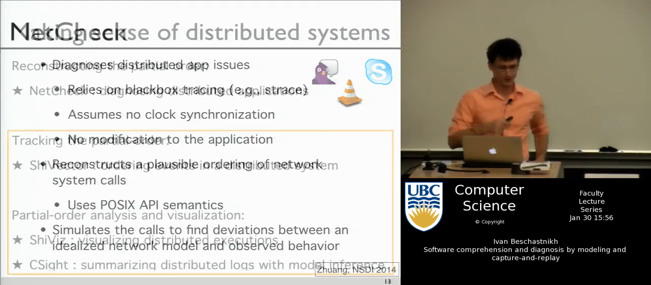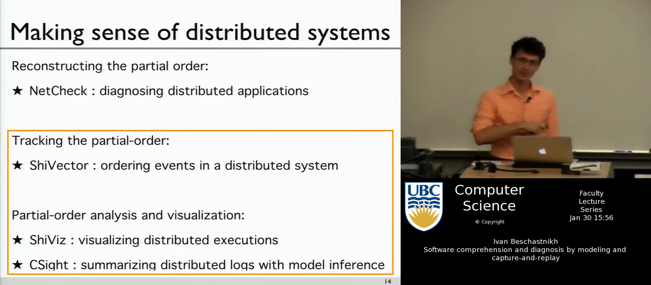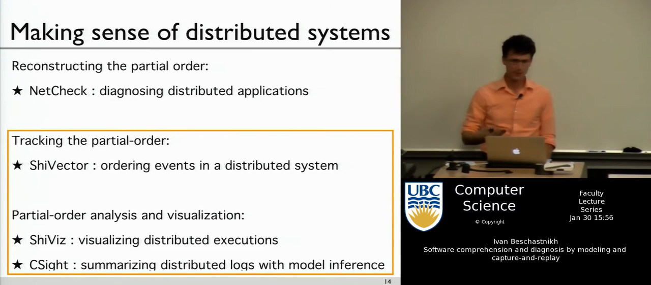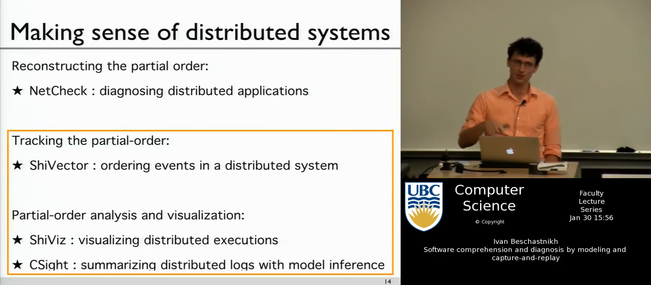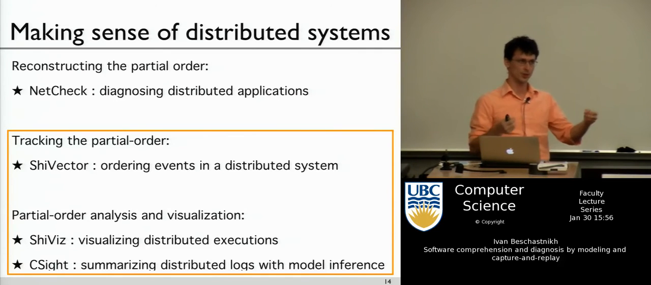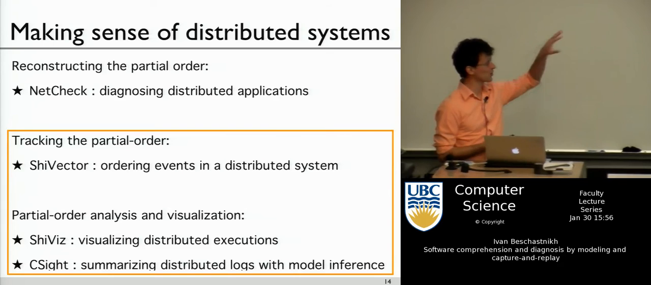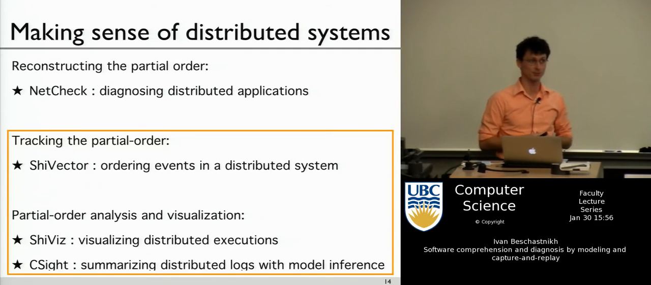Okay, so getting back to this kind of long outline. So we just looked at NetCheck, which reconstructs the partial order. Now we're going to look at more white box approaches, where we're actually going to instrument the system, collect the ordering of events in the system, and then use that explicit ordering. So the first tool is going to be ShiVector, which is going to order events in the system. So that's the instrumentation part of the talk.